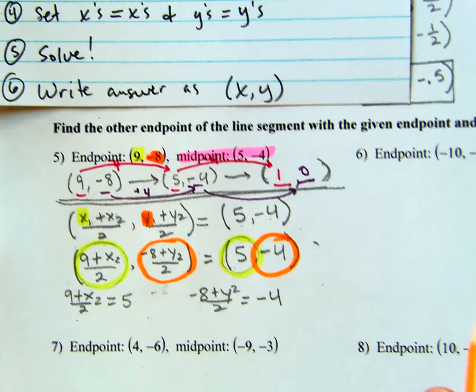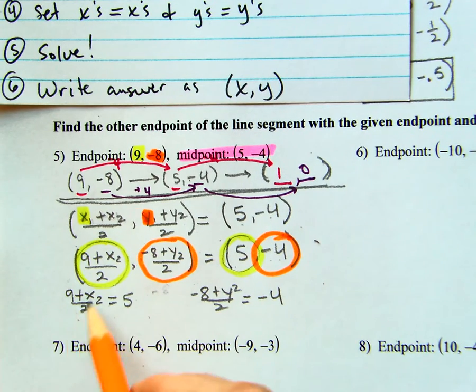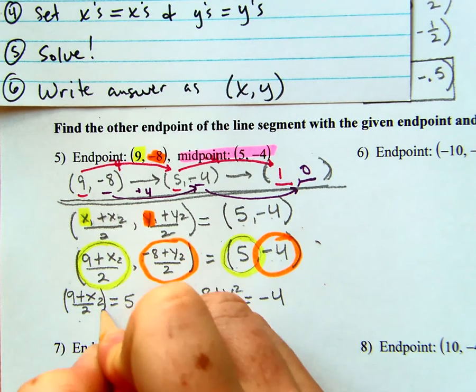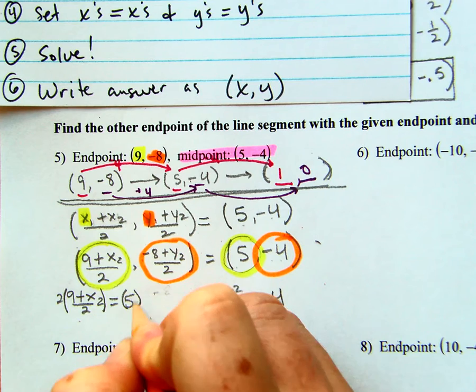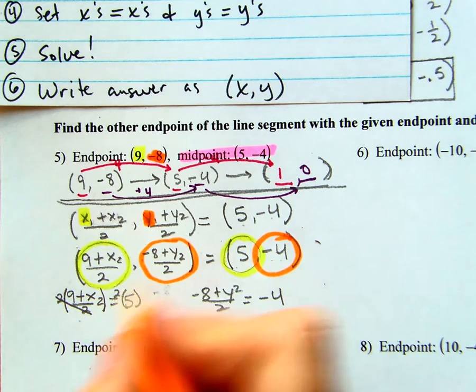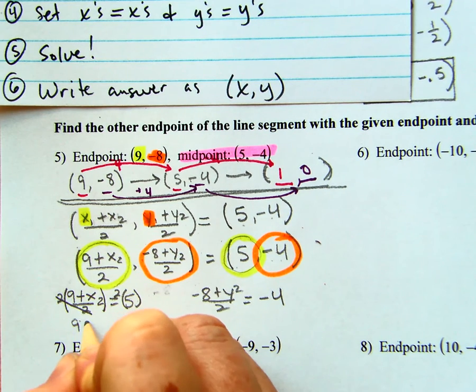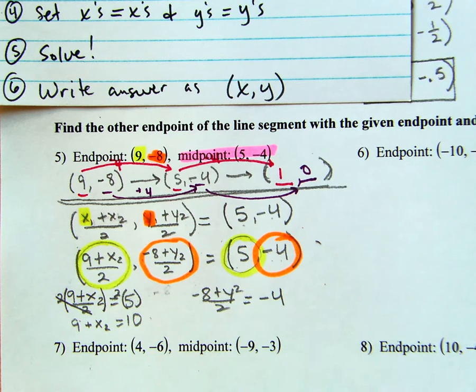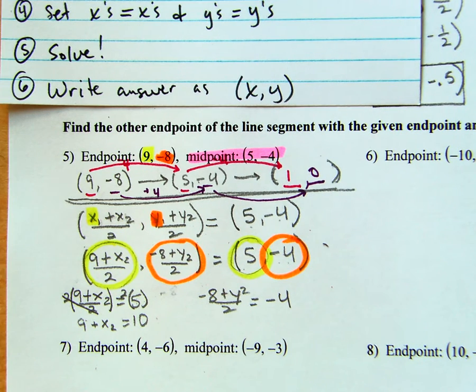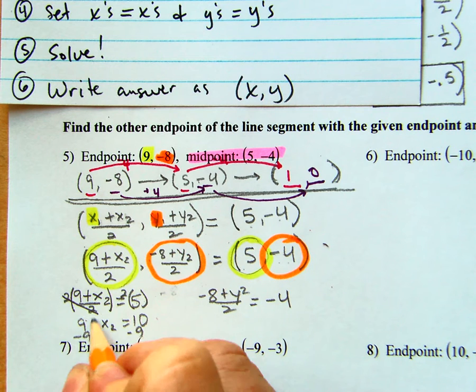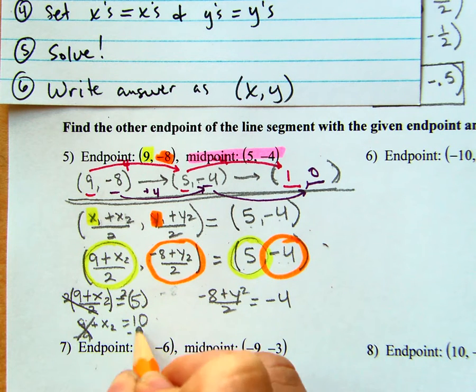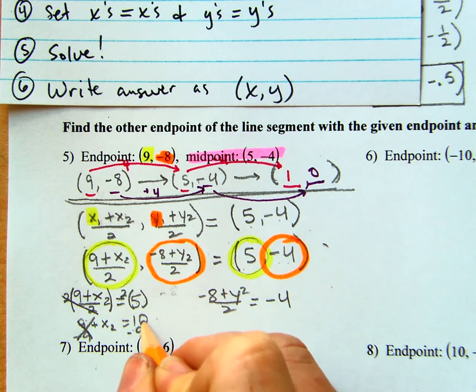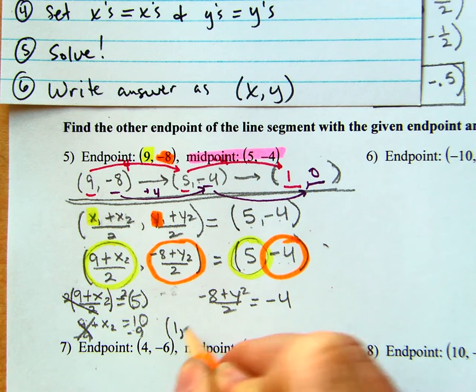Okay, now I can solve both of these equations and get rid of the fractions simply by multiplying by 2. So that's going to give me 9 plus x2 is equal to 2 times 5, which is 10. And then I can subtract 9 from each side, and I'm running out of room, I'm sorry. And I get x sub 2 is equal to 10 minus 9, which is 1.